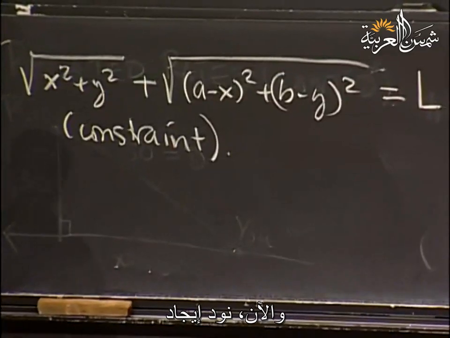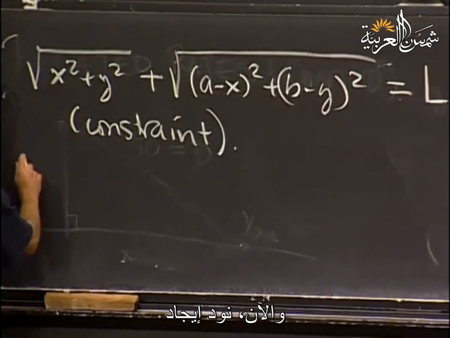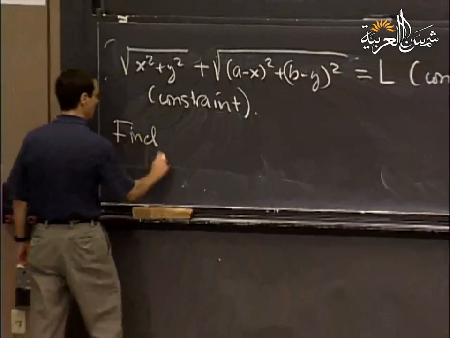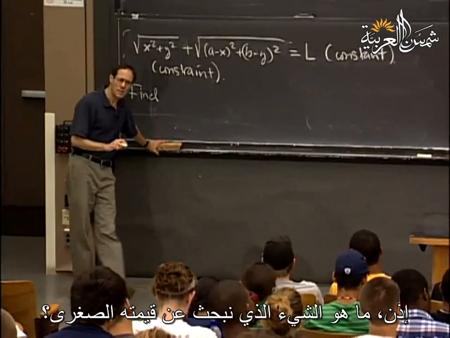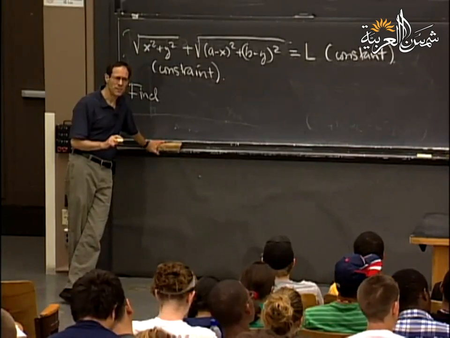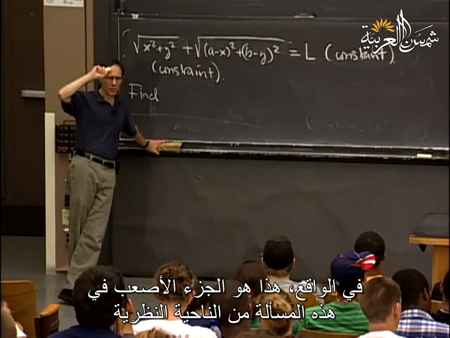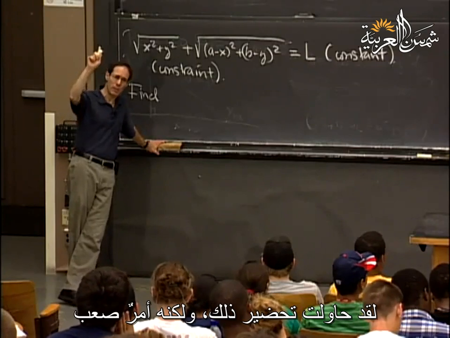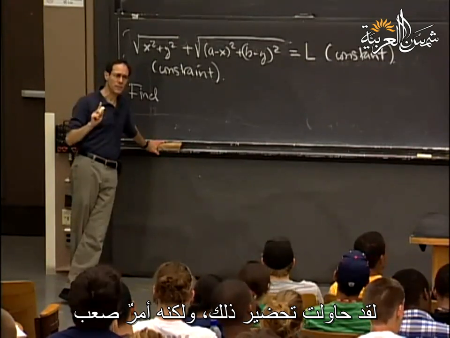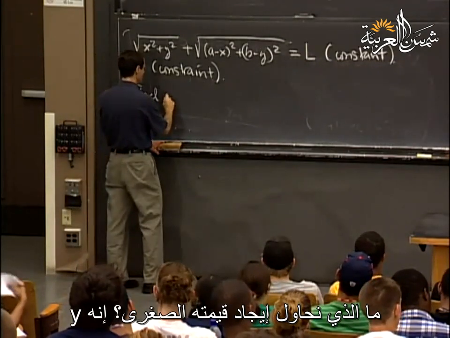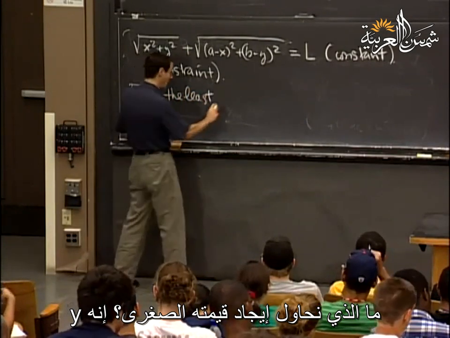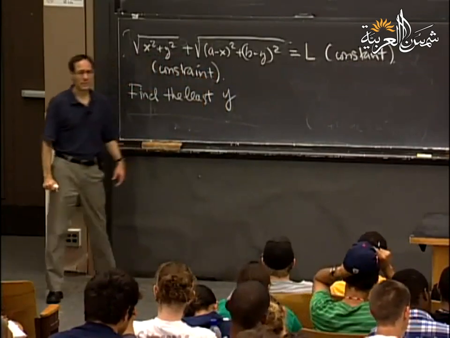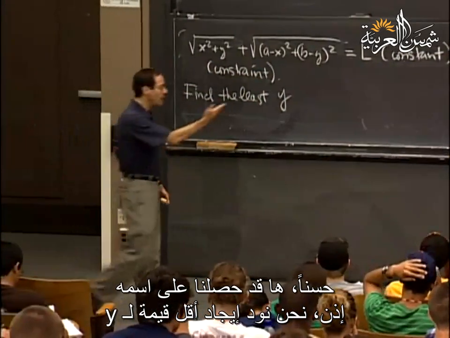And then we want to find the minimum of something. So what is it that we're finding the minimum of? This is actually the hardest part of the problem conceptually. I've tried to prepare it, but it's very hard to figure this out. We're finding the least what? It's y. We've just got a name for that. So we want to find the lowest y.